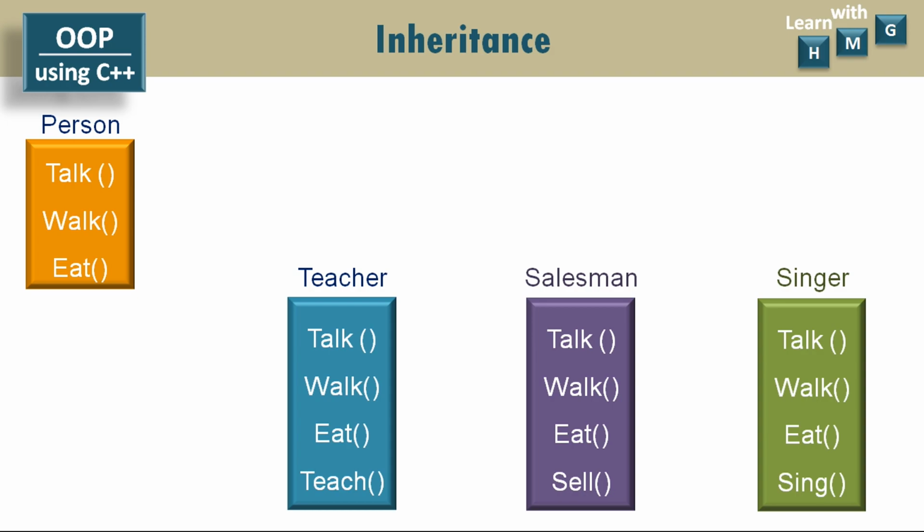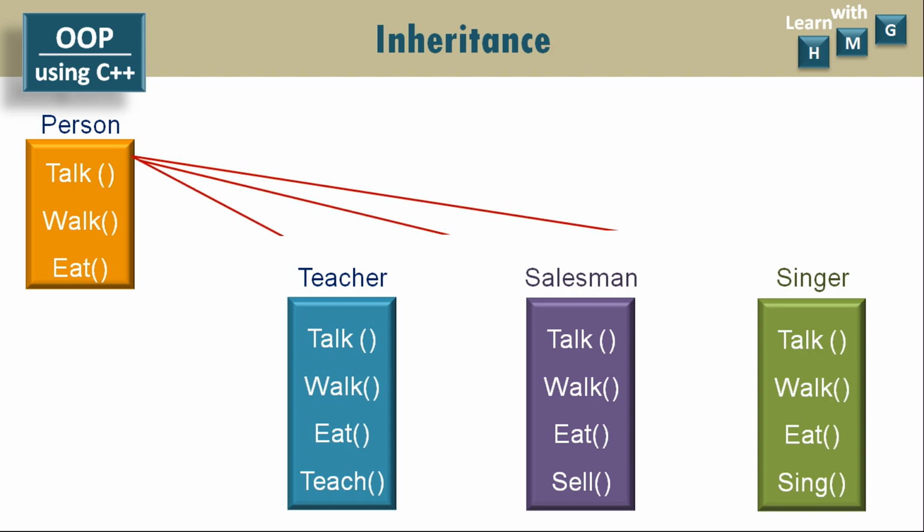So if you see these properties of the three classes, teacher, salesman and singer, you will find that out of four, three properties are repeated: talk, walk and eat. These three properties are redefined in the teacher class, salesman class and singer class. So there is a repetition of these three properties. These three properties are already taken from the person class.